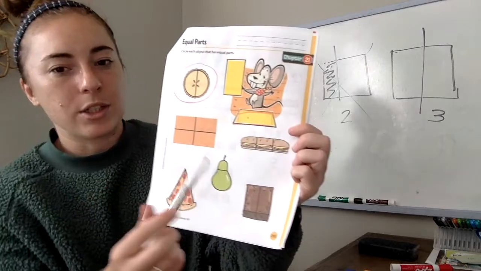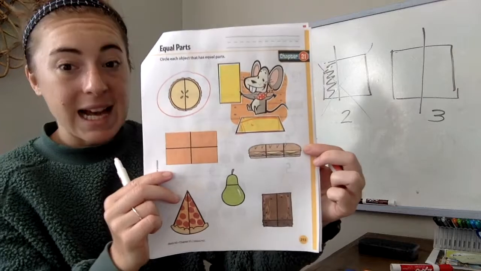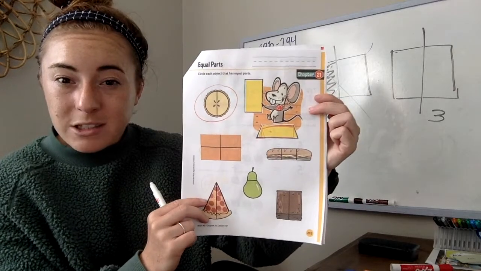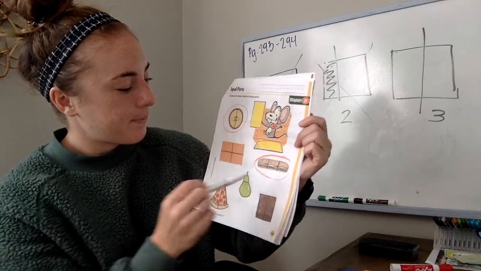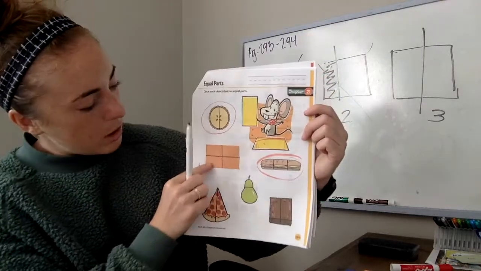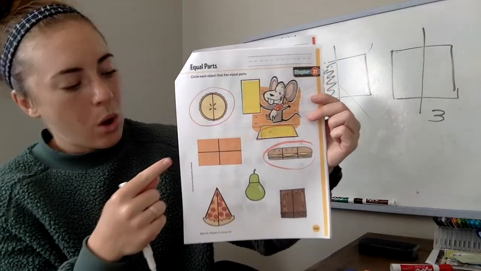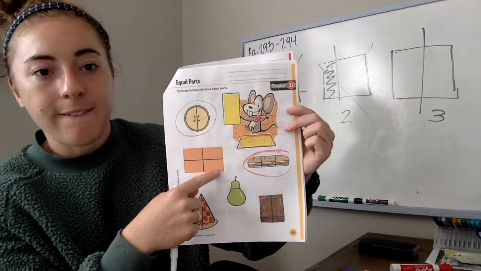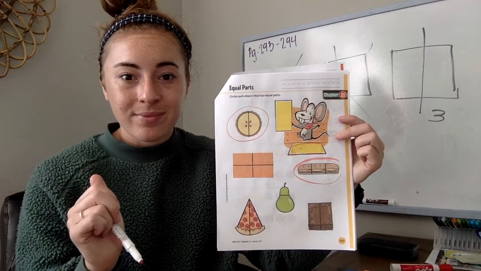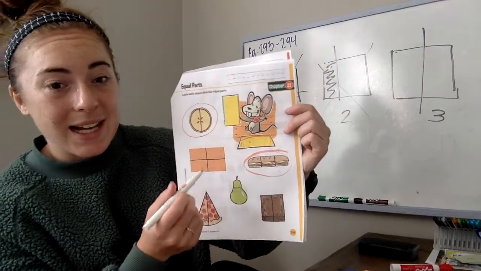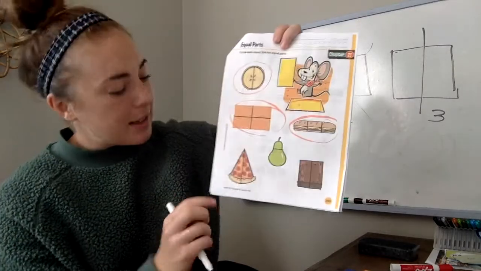What about this sandwich? How many parts is it cut into? It's cut into 3 parts. Are they equal parts? They look like the same size to me. Let's go ahead and circle that one. What about this rectangle? How many parts is it separated into? 1, 2, 3, 4. 4 parts. Are they 4 equal parts? Yeah, they are. They're the same size and the same shape. Let's circle that one.